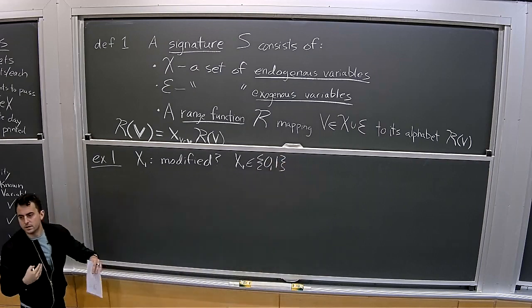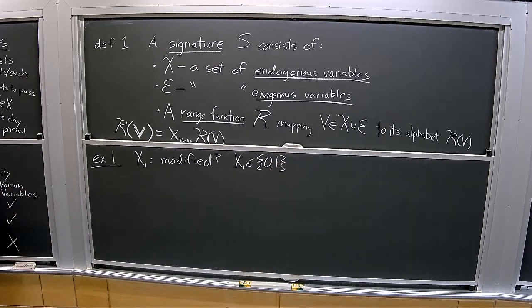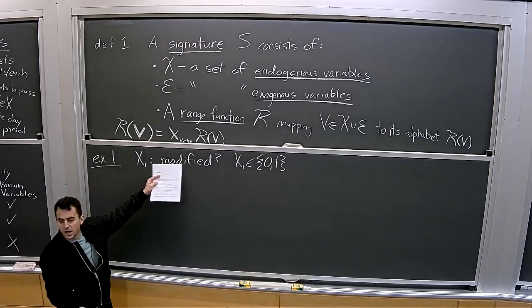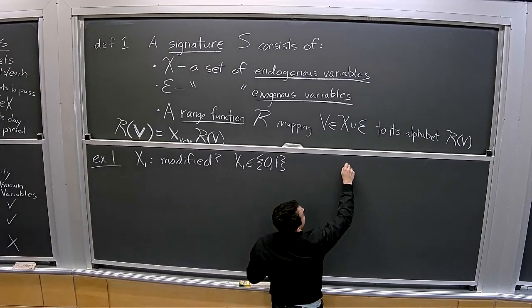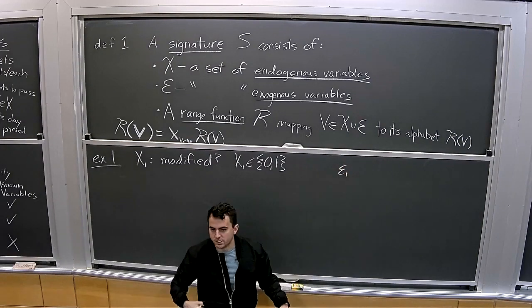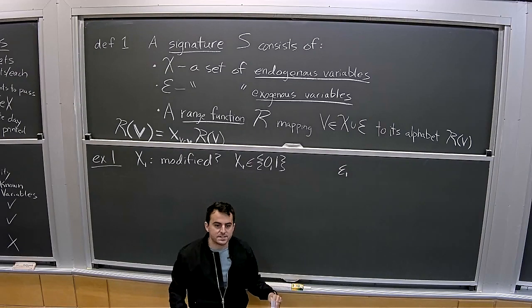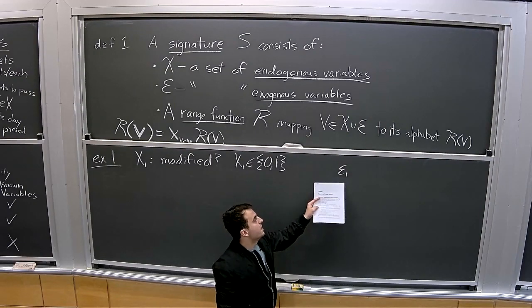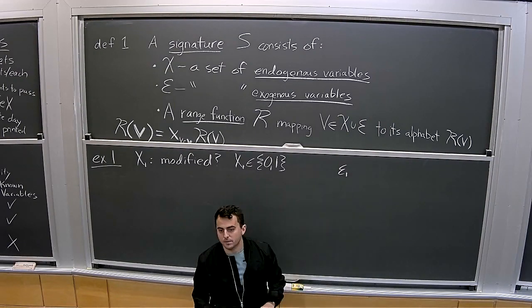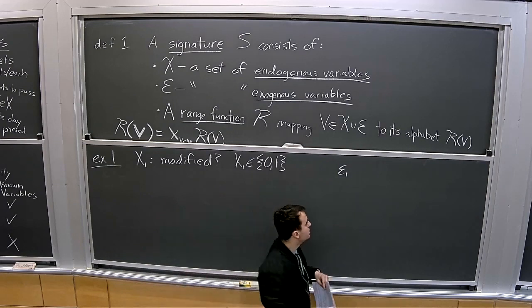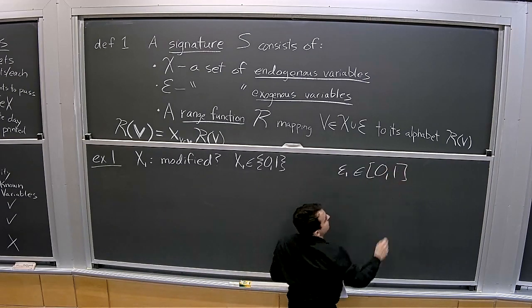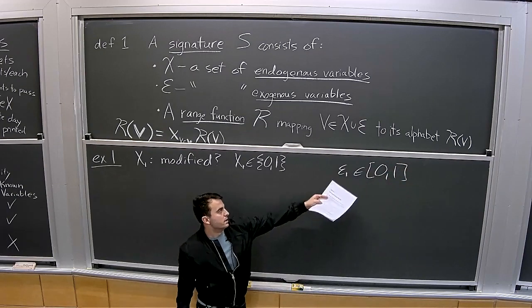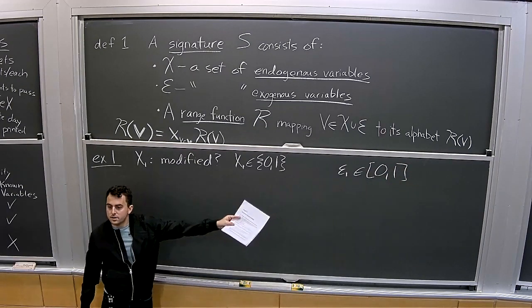And here's where this distinction between the exogenous and the endogenous variables comes up. So whether or not I modify it might be based on something like a random noise generator on my computer, where maybe I'm sampling my noise from the unit interval [0, 1]. So I can have different alphabets for the endogenous and the exogenous variables.